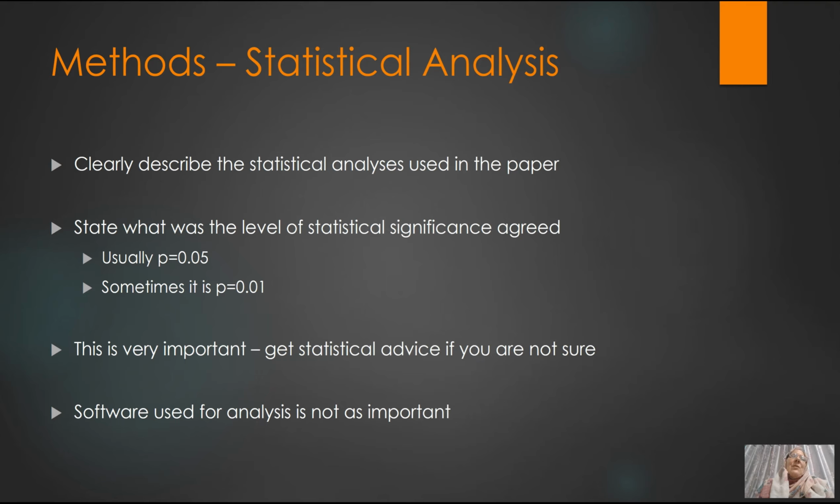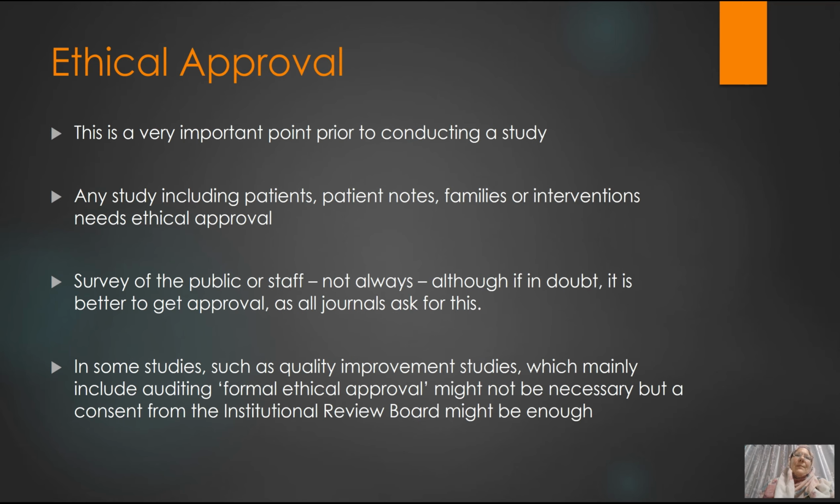The software used for analysis is mostly also reported in the method section, but it's not actually that important to include it. It can be included, but it's not the main part of the method section. The main part of the statistical analysis section is to describe exactly what tests were applied and how they were used.